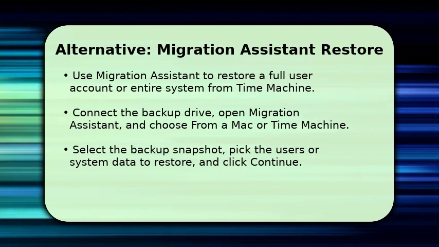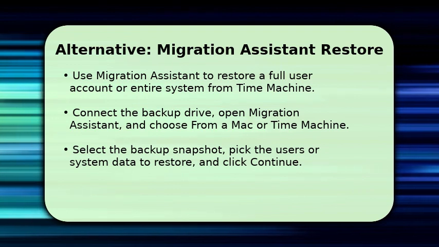Connect the Time Machine backup drive and choose from a Mac, Time Machine Backup, or Startup Disk. Select the desired backup snapshot by date and time, and then pick the users, applications, and system settings to restore. Confirm your choices and click Continue to start the transfer.